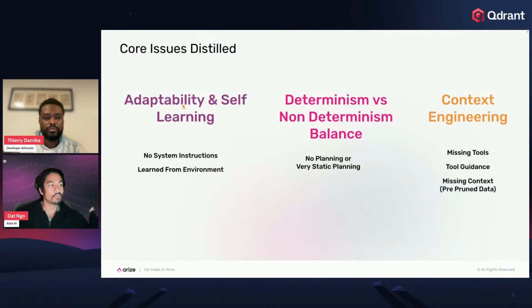The first column is like adaptability and self-learning. These systems actually have a hard time getting better over time automatically without pretty in-depth involvement from a human. And then, like I said, determinism versus non-determinism.